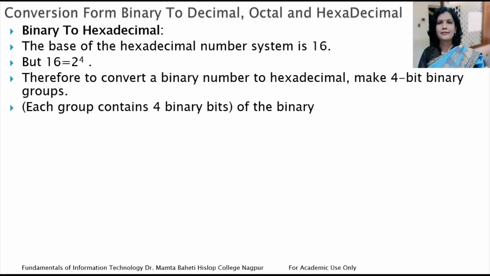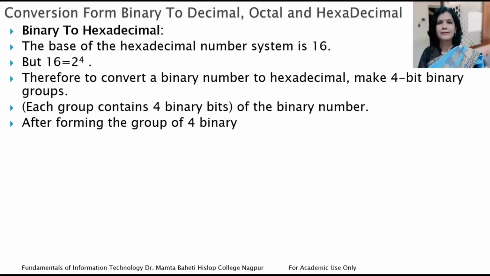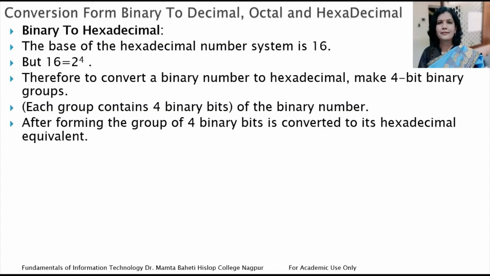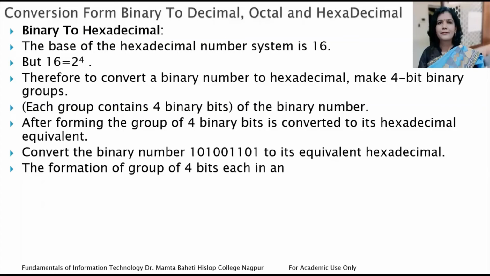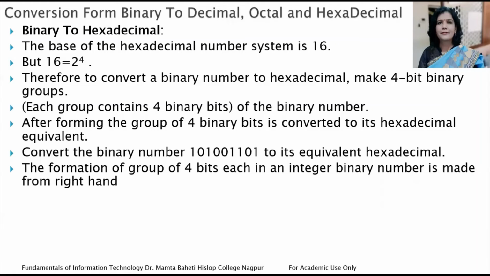ठीक है, 4 का ग्रुप अभी क्रिएट करना पड़ेगा. जैसे हमने ऑक्टल में 3 का ग्रुप क्रिएट किया था, अभी हेक्साडेसिमल केस में हमको 4 का ग्रुप क्रिएट करना पड़ेगा और 4 के ग्रुप के हिसाब से उसका इक्विवेलेंट नंबर लिखना पड़ेगा. So just see the example 1010011011. So from right hand side towards left hand side, we'll just group it into 4.